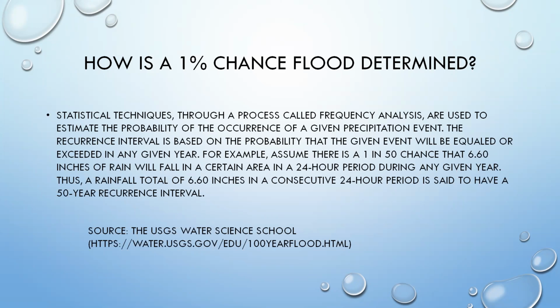So as you can see in this example, there's a 1 in 50 chance that 6.6 inches of rain will fall in a certain area in a 24-hour period during any given year. So any rainfall total of that level, 6.6 inches in a 24-hour period, would be considered the 50-year recurrence interval. So that would be considered the 50-year flood.